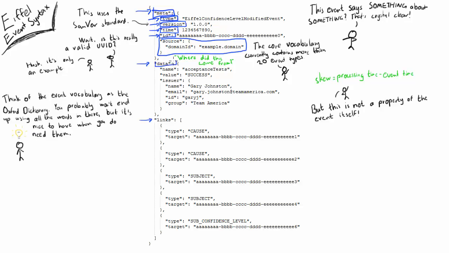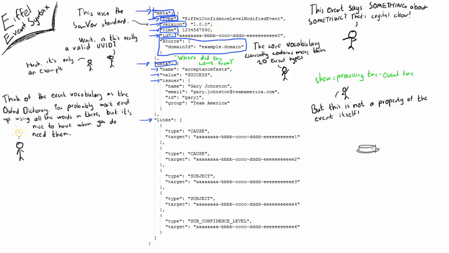On to the data object. The data object contains the payload of the event. Its properties are always specific to the particular event type. In this example, there are 3: name, value, and issuer. What is the confidence level we're talking about? Was it successfully achieved? And optionally, who issued it?